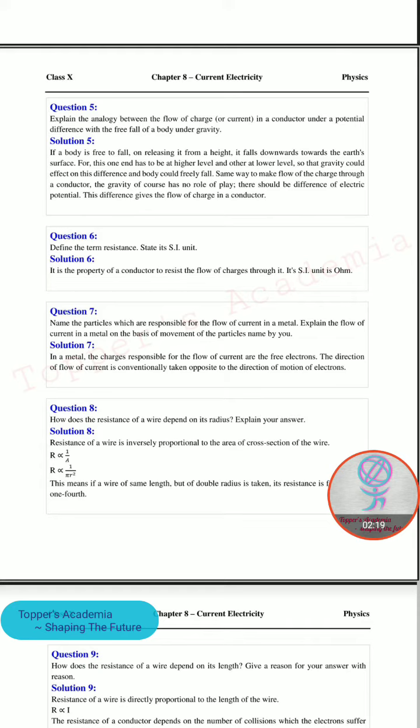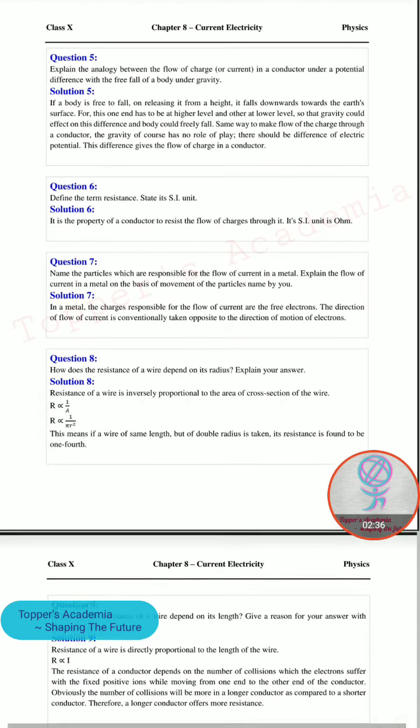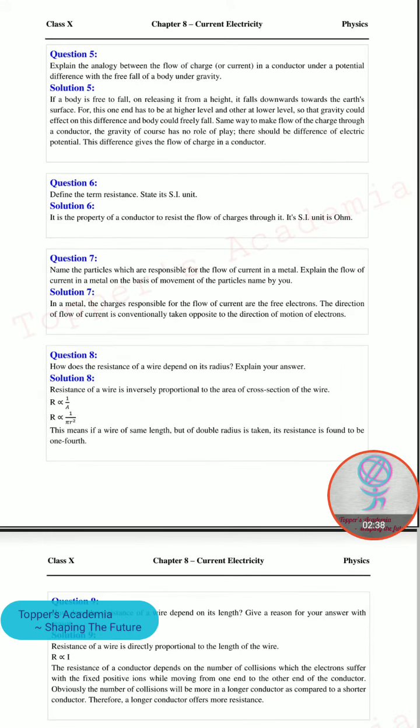In the same way, to make current flow through a conductor, the gravity of course has no role to play. There should be a difference of electric potential. This difference gives the flow of charge in a conductor. Okay guys, so we will move to question number 6, that is, define the term resistance and state its SI unit. It is the property of a conductor to resist the flow of charges through it, and its SI unit is ohm.